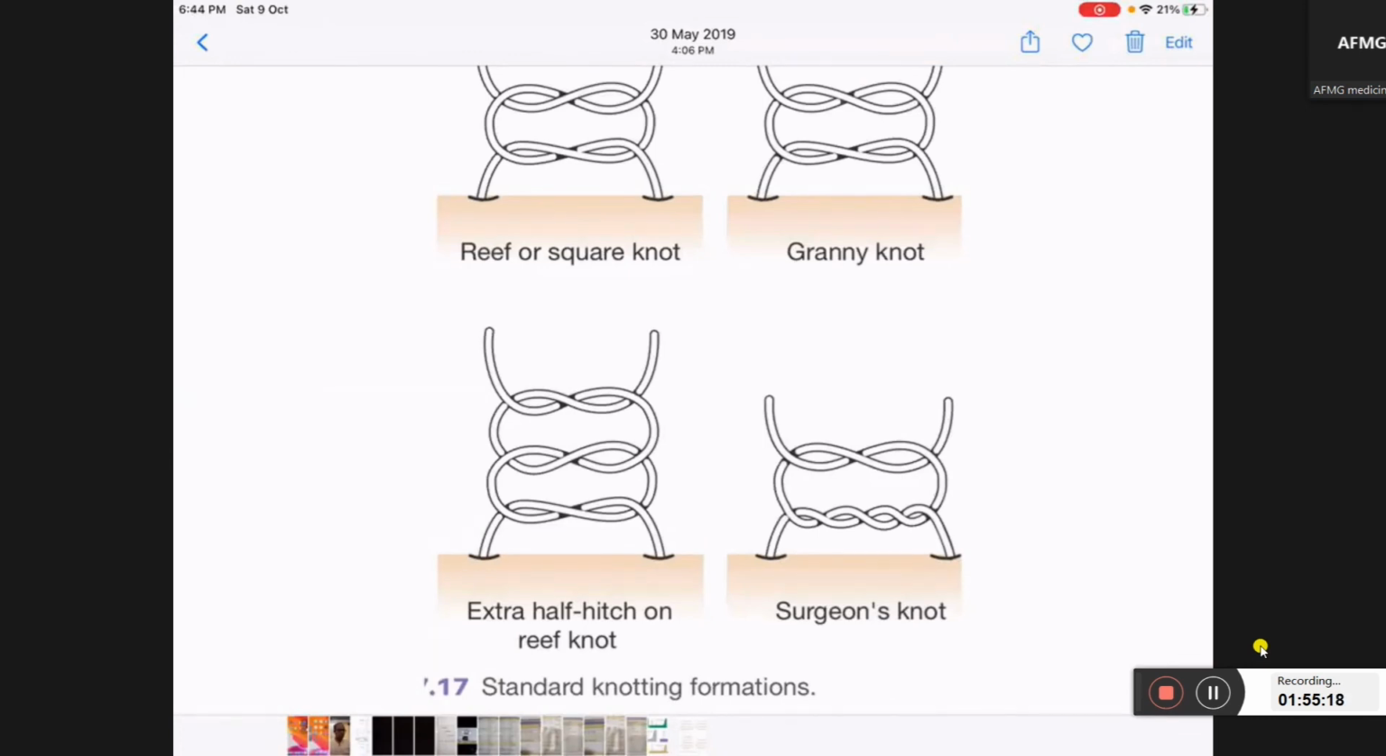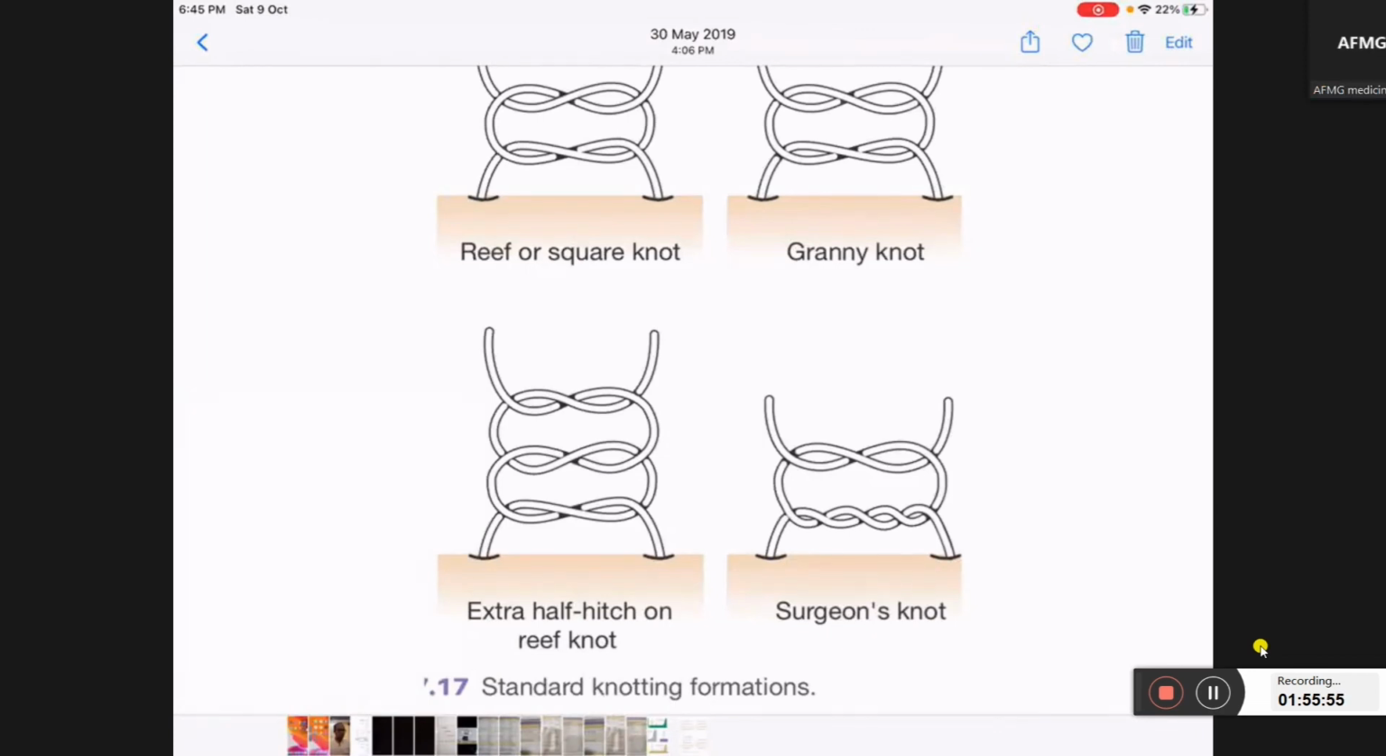There are three types of knots, and we have to know how to identify them. You don't have to remember the extra half-hitch knot; it's not required. You just have to remember the reef knot, which is also called the square knot, the granny's knot, and the surgeon's knot. Now, if you look carefully, you will find the square knot is very easy to identify.